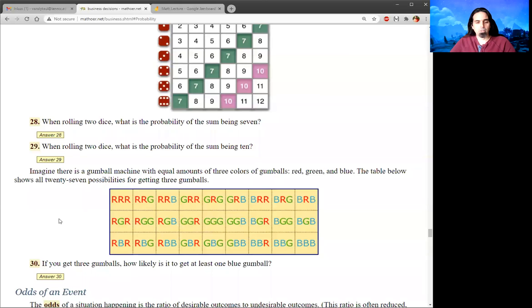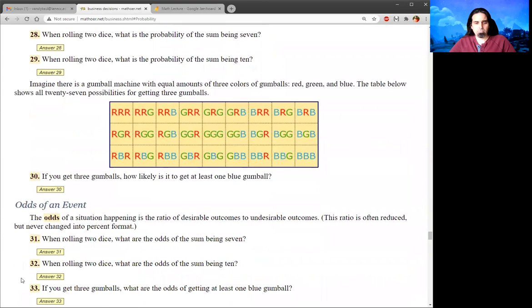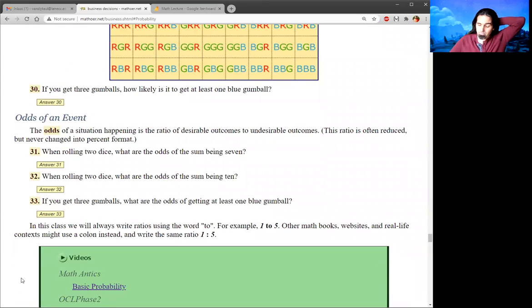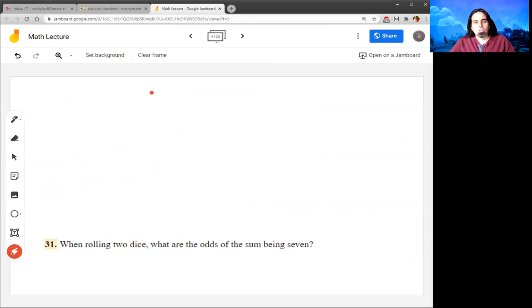The next thing we're going to talk about is odds. The odds of an event and the odds of a situation are the ratio of desirable outcomes to, and be careful, undesirable outcomes. So we're changing only the denominator. And just the way that odds are used socially, we will reduce this ratio, but we won't make it into percent format. So I'm going to take our previous problems and do a compare contrast.